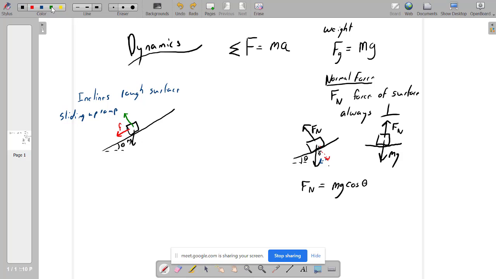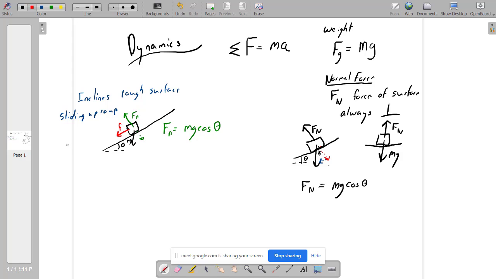So I could say here, my normal force Fn is equal to mg cosine of theta, right? Because we have this component of it right here. And then for the F, we can have two different things. Is it accelerating? If it's sliding up the ramp, is it accelerating?